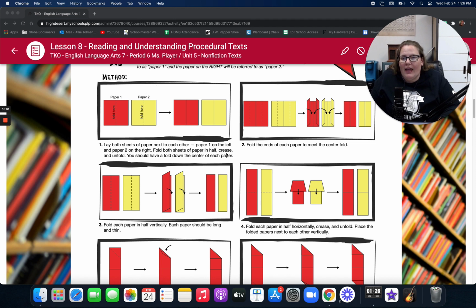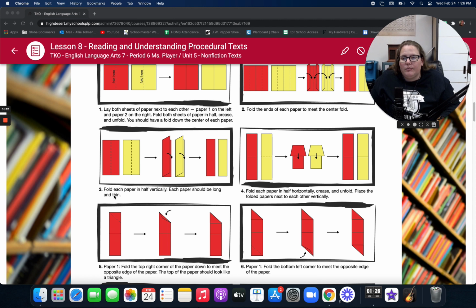Fold sheets of paper in half, crease and unfold. And they want you to fold it this way and then unfold it. You should have the fold down the center line of each paper. Now fold the ends of each paper to meet the center fold. So you fold them to the center and then they fold together. Fold each paper in half vertically. Each paper should be long and thin. Then you fold each paper in half horizontally. Crease and unfold. Place the folded papers next to each other vertically.